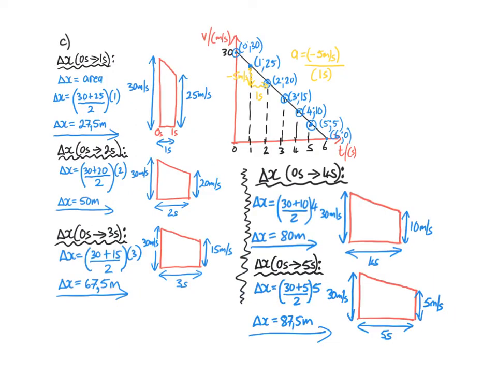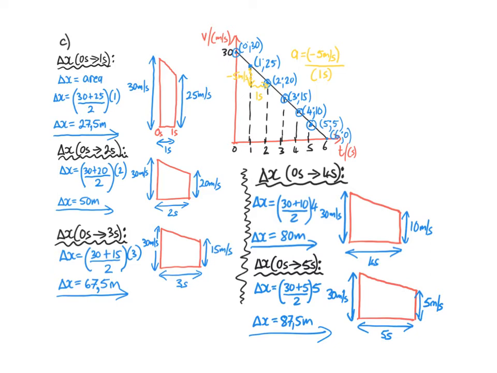The C question asks us to sketch or draw a position versus time graph, or a displacement versus time graph, or a change in position versus time graph. Now, from the previous example that we covered in video number 2, we have learned that when you have a velocity versus time graph, the area under a velocity time graph gives us the change in position of the object.